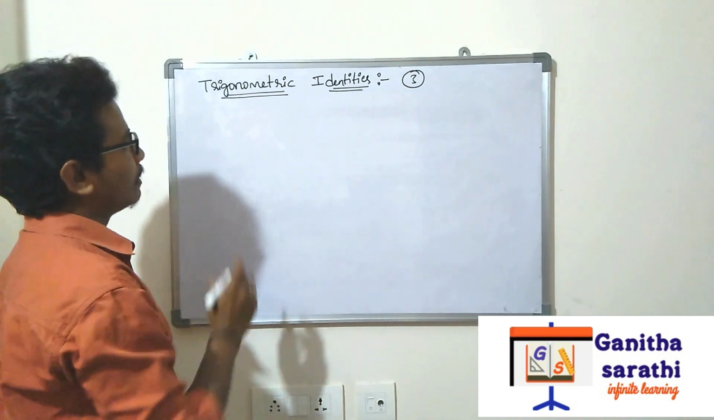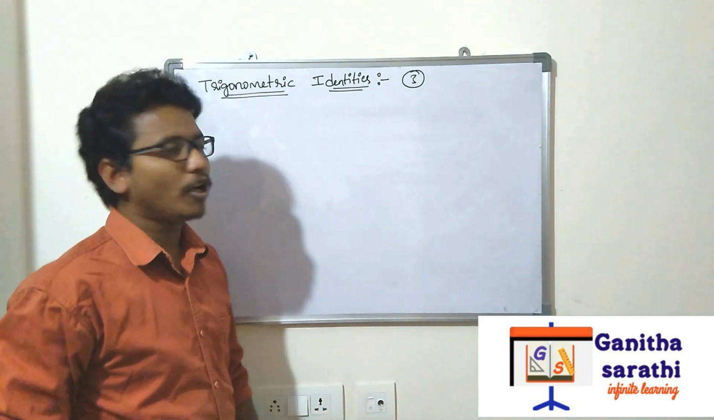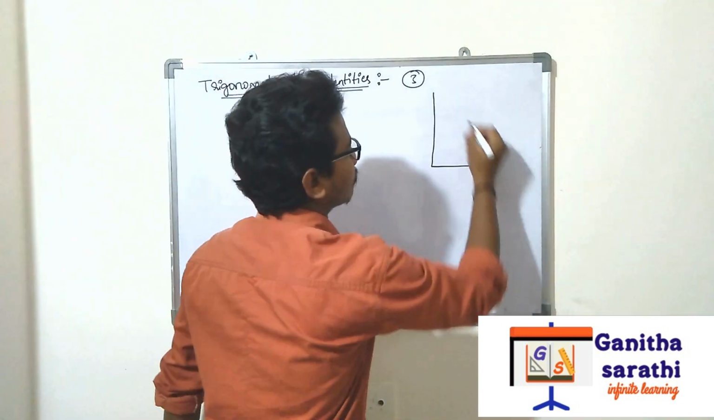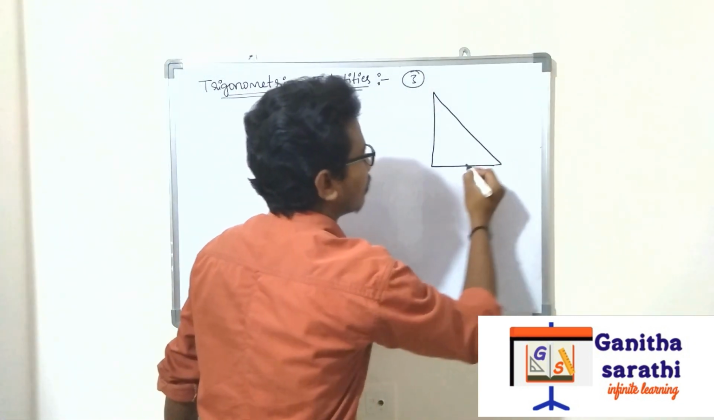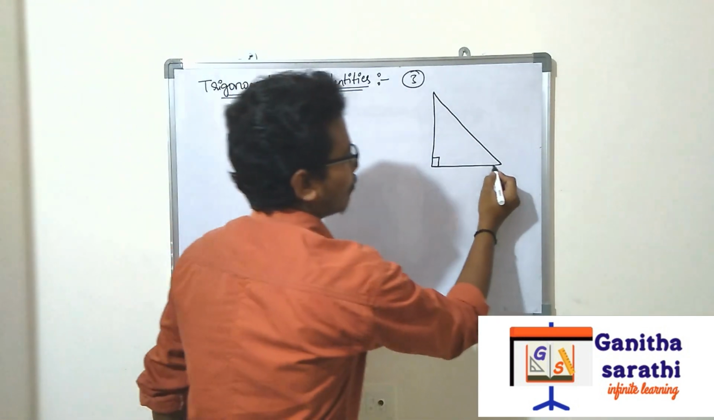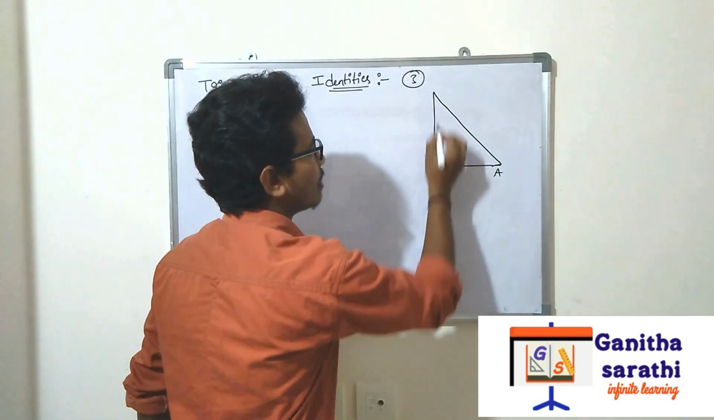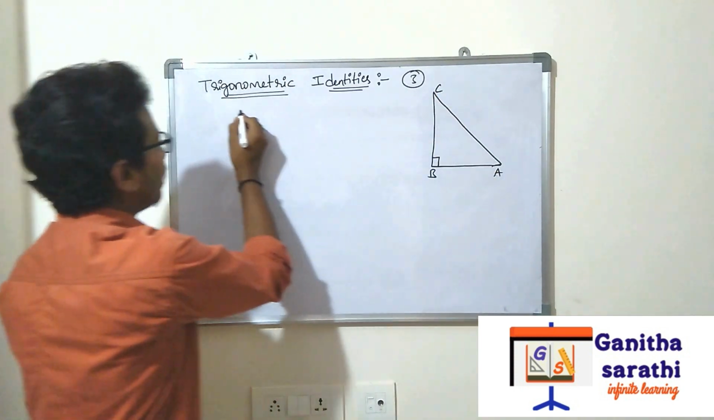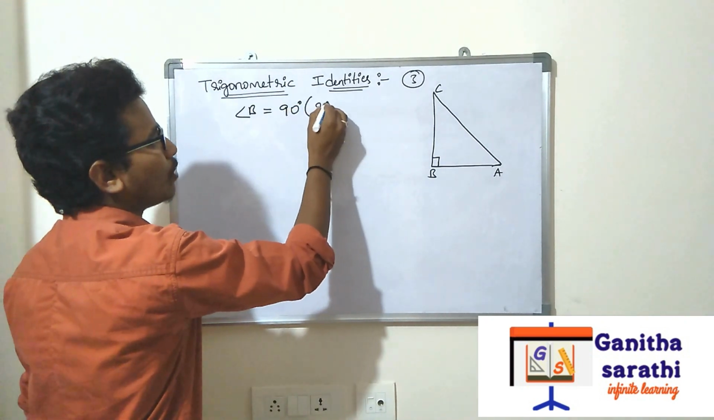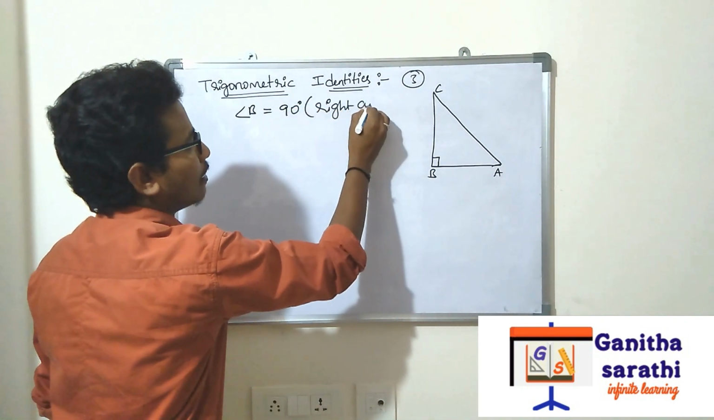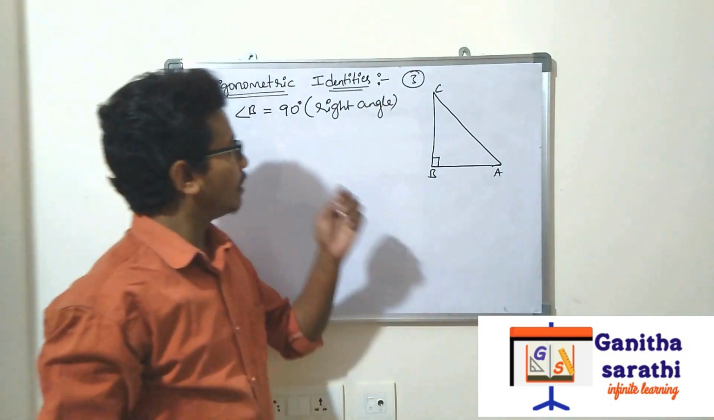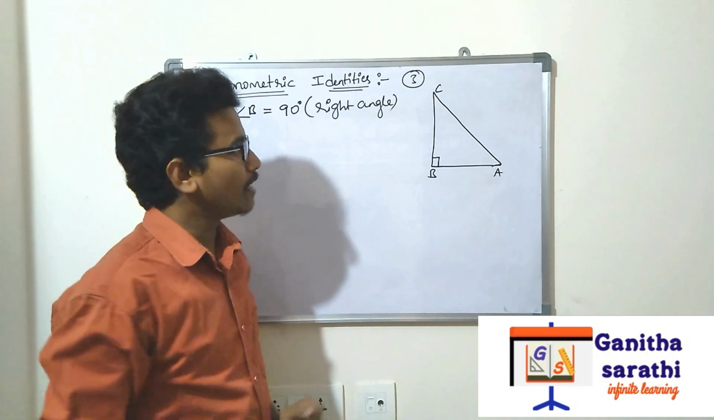Okay. Now, first of all, for proving the trigonometric identities, you should take a right angled triangle. You can take any measurements. Okay, A, B, C here also. So here B is the right angle, right? Angle B is equal to 90 degrees. Okay. Now listen carefully. We will prove the three trigonometric identities.